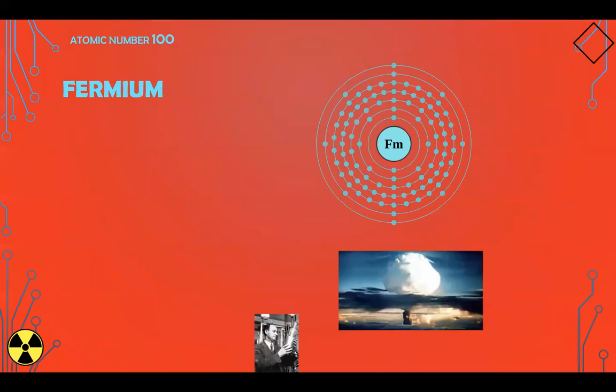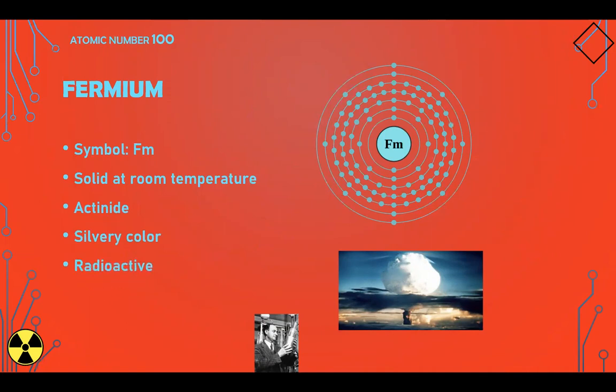Fermium, atomic number 100. 18 more elements left. Let's go, go, go. Its symbol is Fm. It is a solid at room temperature. Fermium is an actinide. It is silvery. It is radioactive. It is the last macroscopic synthetic element, which means, macro means big, and scope means to see, which means it's the last element produced in large quantities which is synthetic in nature. Fermium is named after the physicist Enrico Fermi, who, by the way, discovered lots of things related to atoms.